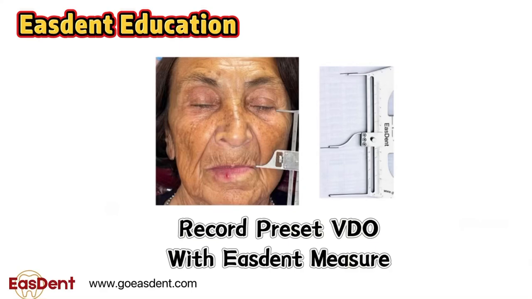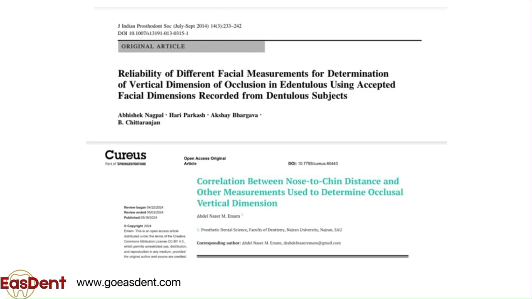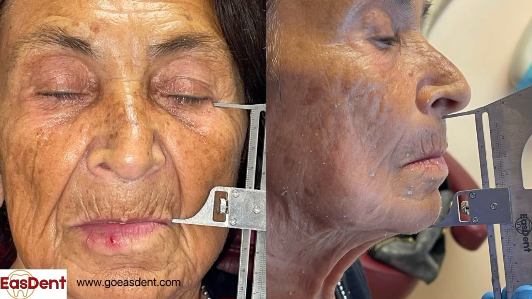Preset the VDO using the Easdent measure for later use. Research has shown that the distance from the outer canthus of the eyes to the commissure of the lips equals the distance from the lower border of the septum of the nose to the lower border of the chin when the patient's jaws are in centric relation and VDO.